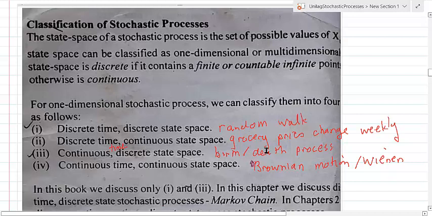Continuous time, discrete space would be what's called a birth-death process. If you're looking at a population of people and you're looking at people being born and dying, then X would be the total population. We'll see birth-death processes in the next chapter. We also have continuous time, continuous state space, that's Brownian motion, or the Wiener process. And it's also what is used to model the stock market. So in this book, we'll only look at 1 and 3. The others are also very interesting and closely related, but understanding 1 and 3 very well will give you a good basis for understanding 2 and 4.